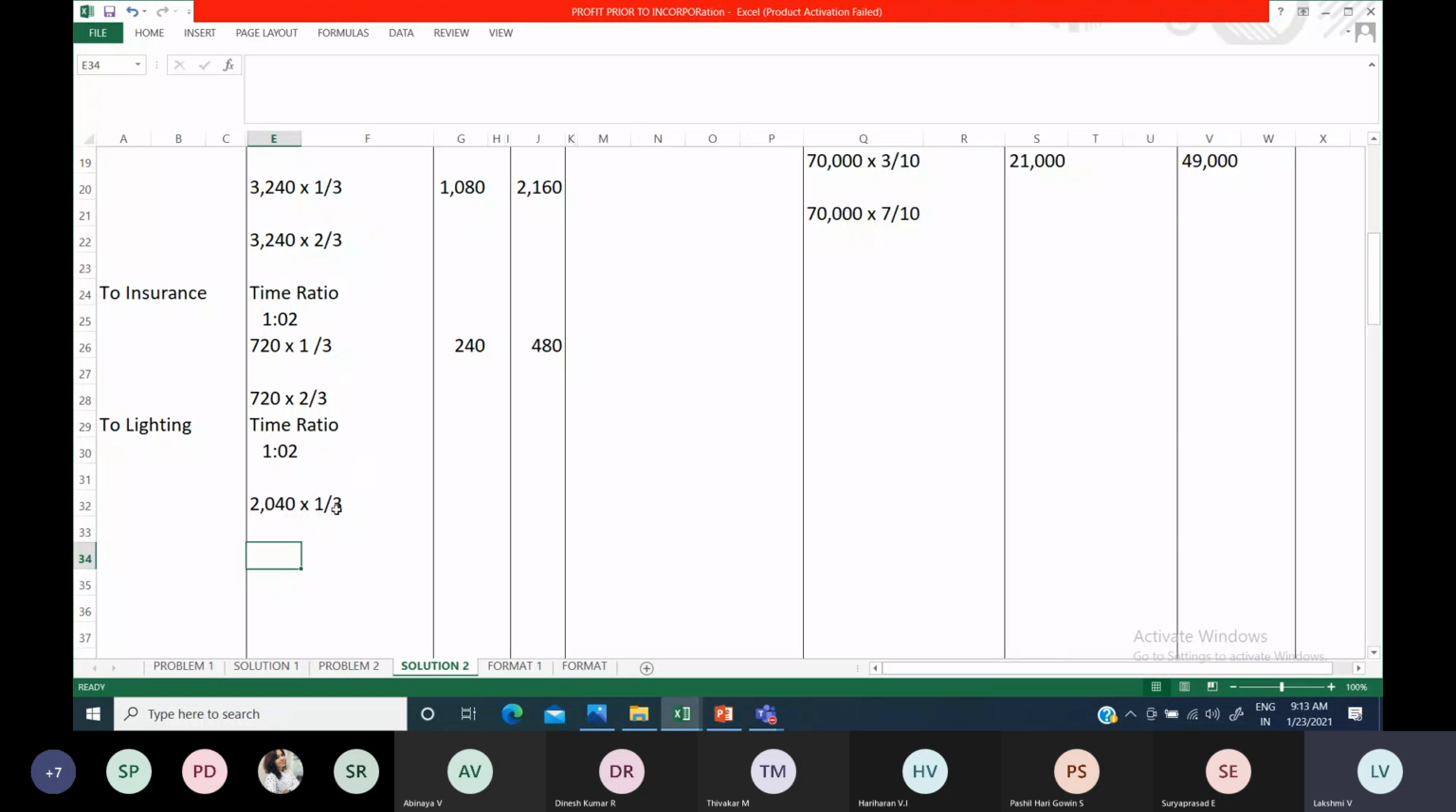Again, 1 by 3, how it comes, we already know. Problem fully we are working out on that basis. So 1 divided by 1 plus 2, 3. So 2040 into 2 divided by 3. That amount has to be entered under the post column. Just find out how much you are getting. 2040 divided by 3.